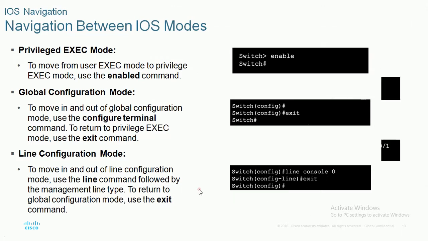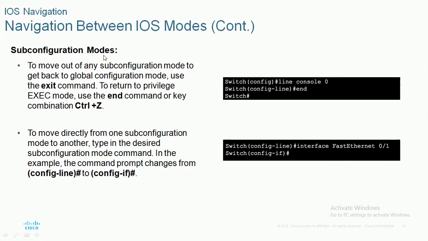Sub configuration modes: to move out of any sub configuration mode and get back to the global configuration mode, you need the exit command, as I already told you. The shortcut key is control Z, and we can give the end command also. If you give the end command, wherever you are, you go to hash mode. If I am in config line and I give exit, I will go to configuration mode only, not hash mode. But if I give end, I will go directly to enable mode or privileged mode.